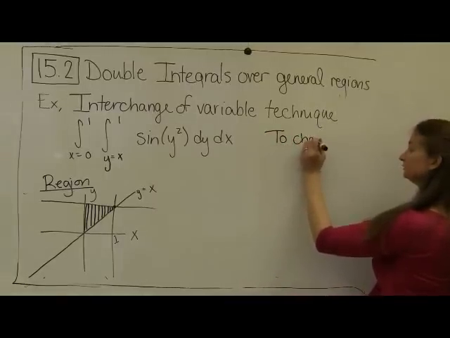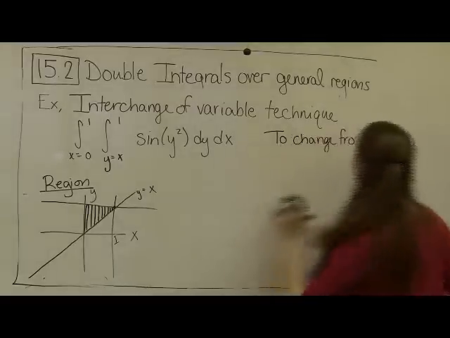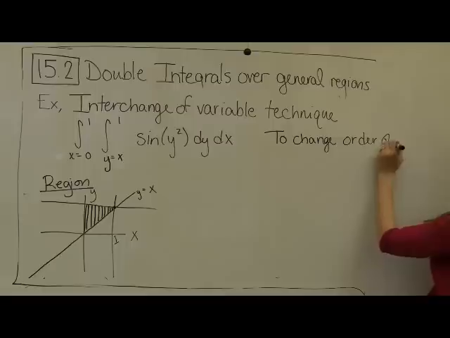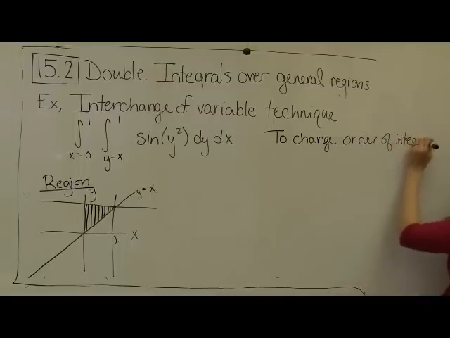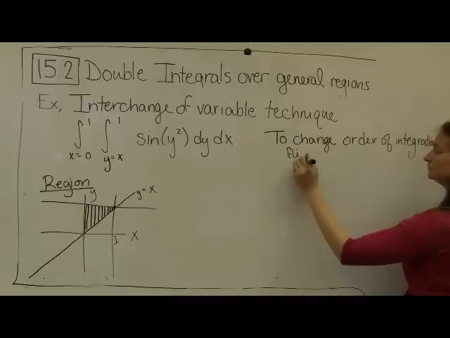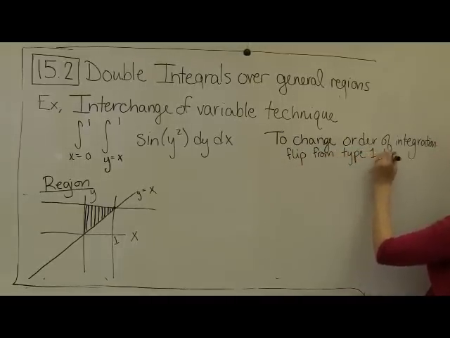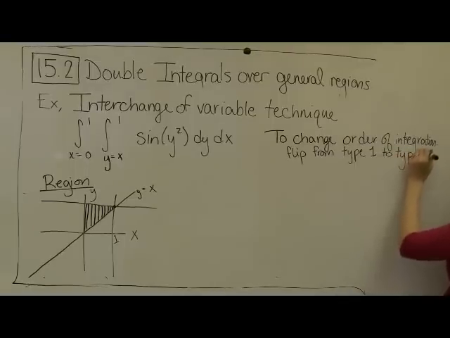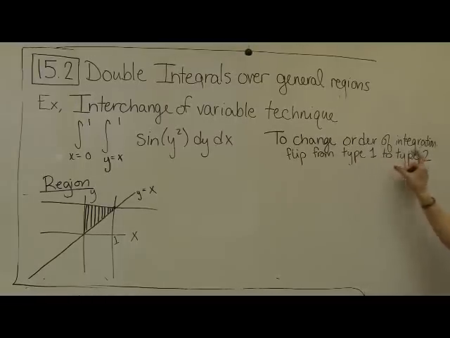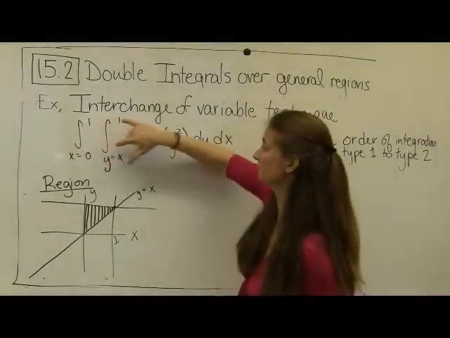To change order of integration, you need to flip from type 1 to type 2. Or if it was originally a type 2, we would have to flip it to type 1. That you have to flip your type of region in order to flip your order of integration, because we're going to have to describe our bounds in the reverse order.